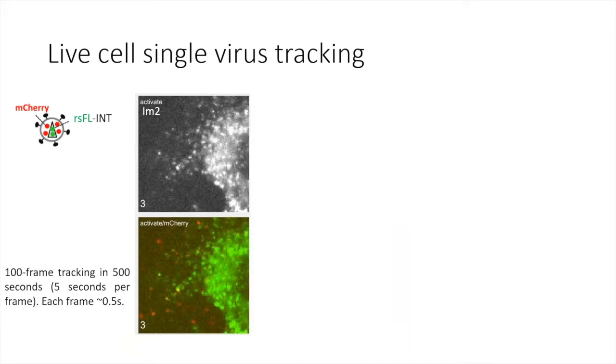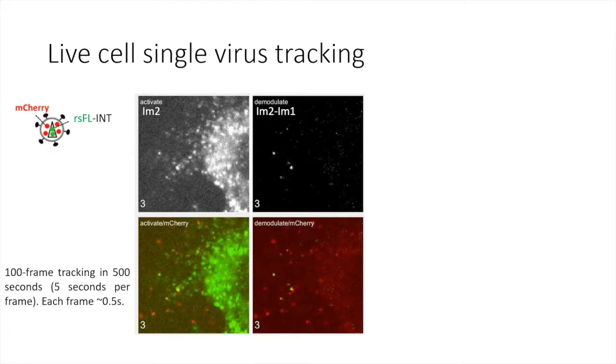So we apply this to live cell single virus tracking. In the peripheral, like a perinuclear region, there is lots of autofluorescence, so you don't know where your virus is. But by using this modulation scheme, simply doing the subtraction, you can clean up this region pretty well, and then find out where your virus is.